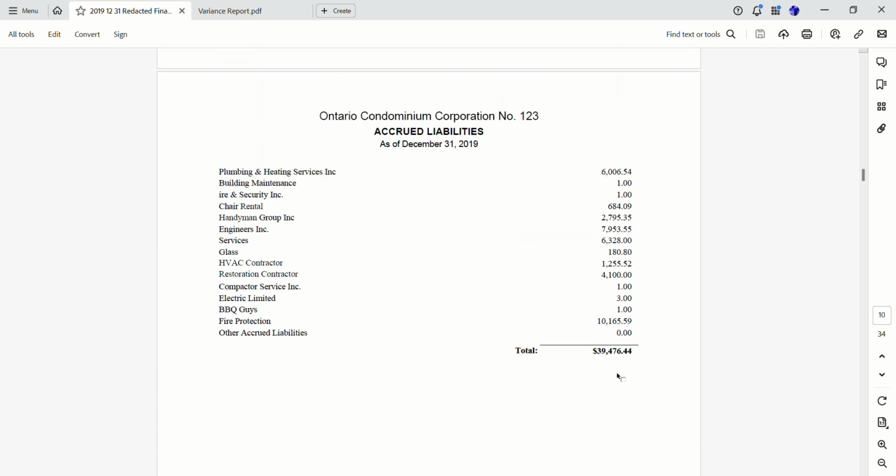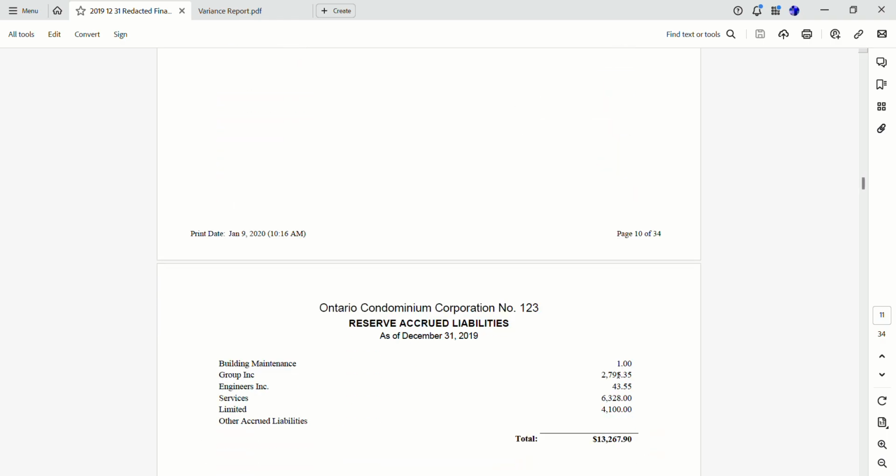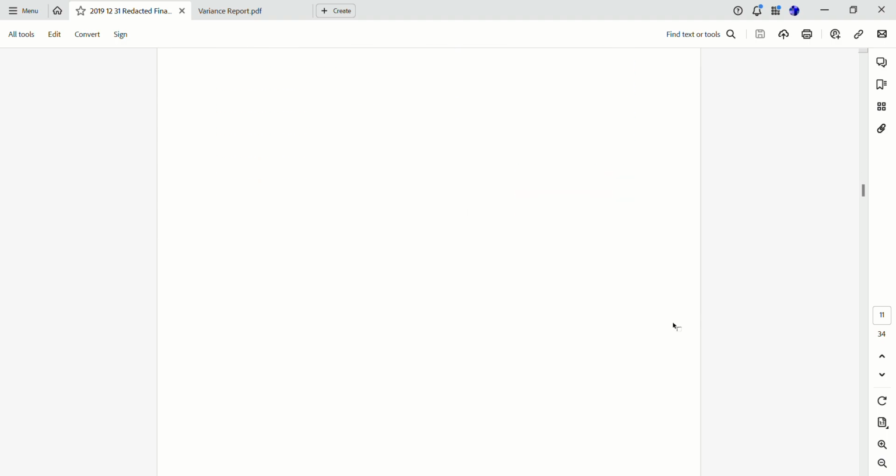Here the previous one is the operating accrued liability, and here is the reserve fund accrued liability. They are the same category. They are in different fund accounts, but the principle is the same: the service or the work is done by the contractor, but we haven't received any invoice regarding this service or work.